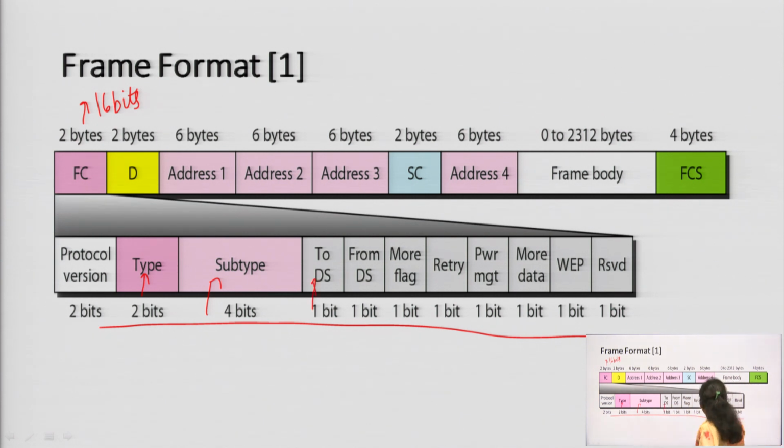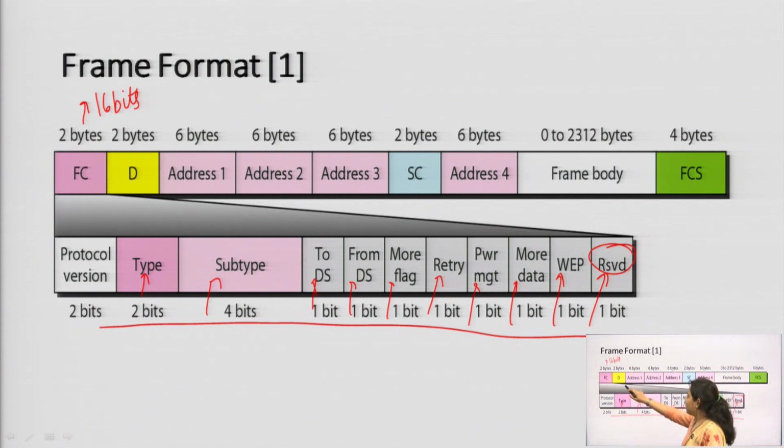Then To DS, that is the destination, the distribution system. Then From DS, then more flags. If you want to enter any additional information, then more fragments is used, which is of 1 bit of data. Then retry operation, power management, then more data if you want to enter, then WEP, and this is the reserved bit. The reserved bit is most of the time kept for future purposes. If you want to transmit any additional information, you can transmit it in this reserved bit, which is 1 bit of information.